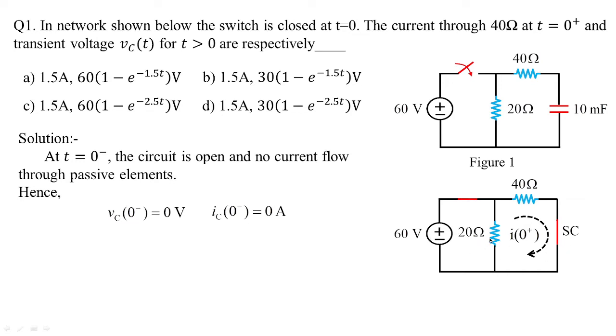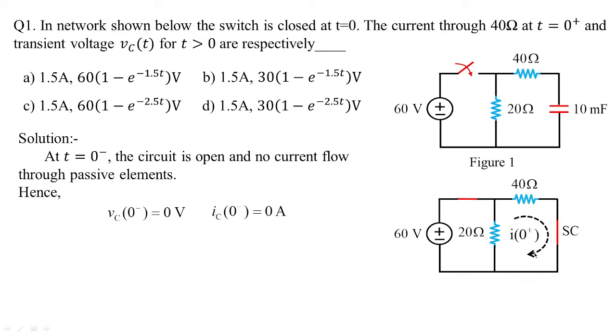Now you give a clear observation that 60 volts is connected to 20 ohms. Means what? 60 is parallel with 20 ohms. So naturally, the voltage in 20 ohms is 60 volts. Now this 60 volts, which is parallel to 20 ohms, is in series with 40 ohms.